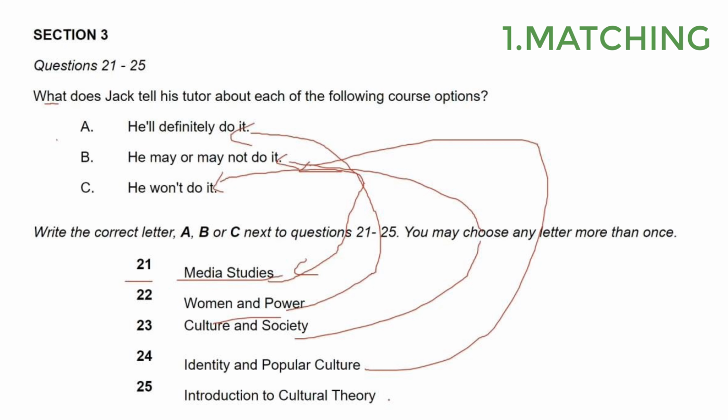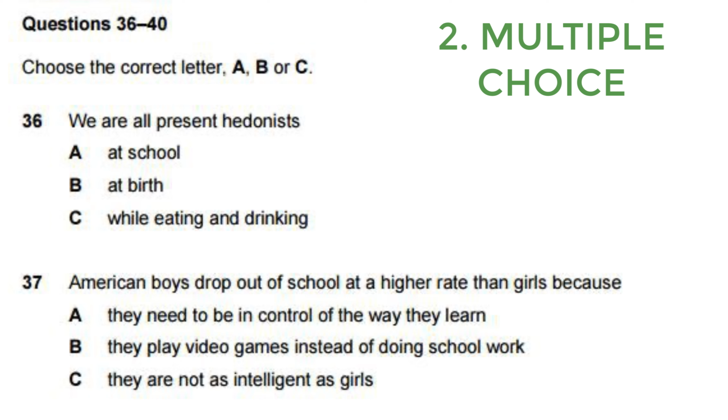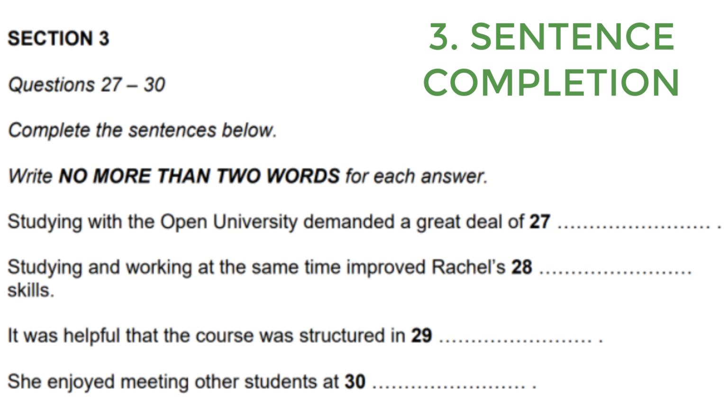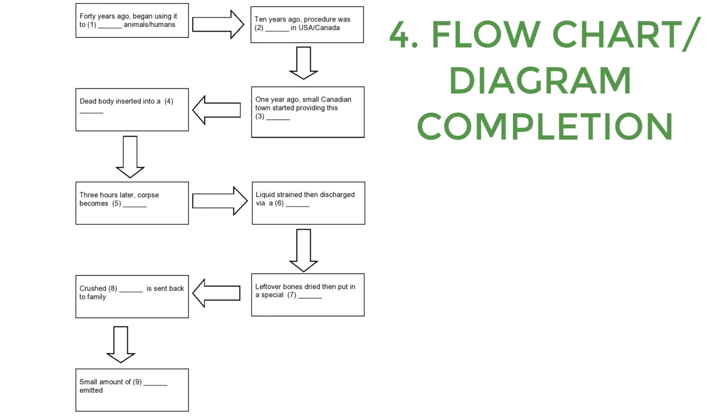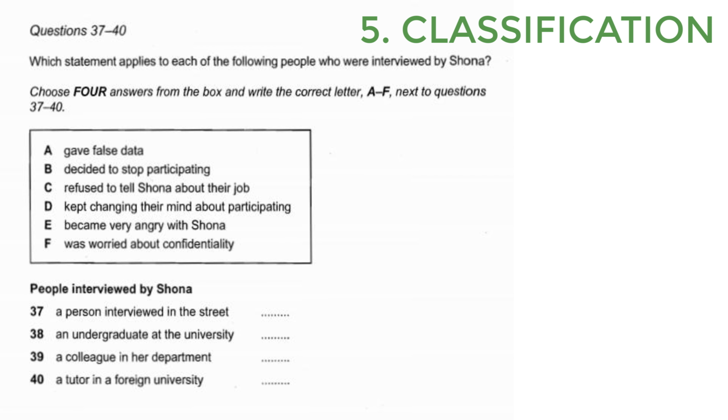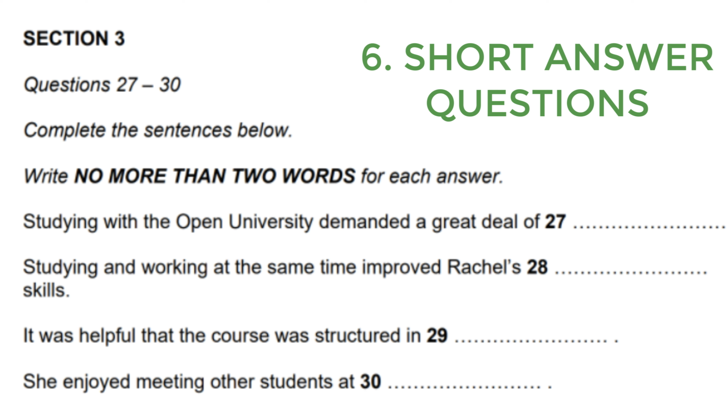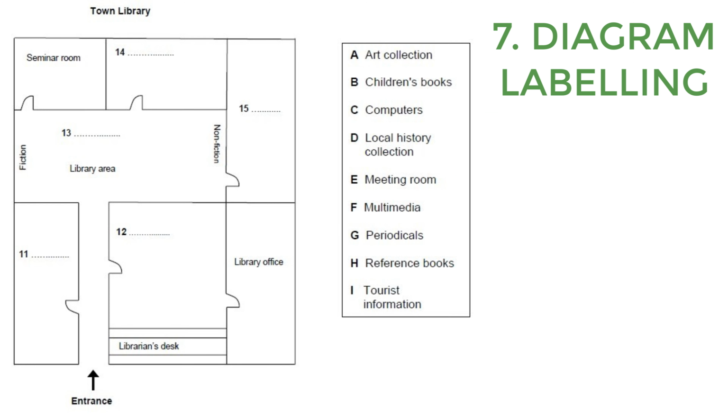The first one is matching. The second one is multiple choice. Number 3 is sentence completion. Number 4 is a summary, diagram, flowchart, or table completion. Number 5, classification. Number 6, short answer questions. Short answer questions are similar to sentence completion, so you won't find much of a difference between them. Number 7, diagram labeling.